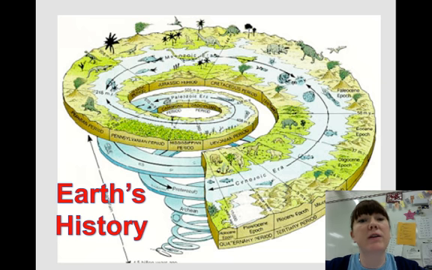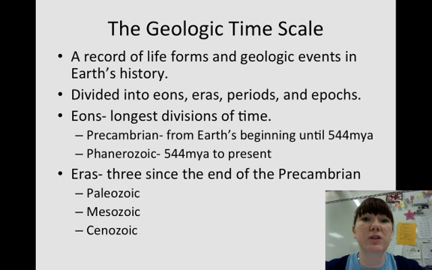Today we're going to take a look at the past 4.6 billion years of Earth's history. So let's start with a quick overview of the geologic time scale. This is a record of life forms and geologic events in Earth's history, and it's divided into eons, and then eras, and then periods, and then the smallest division of time are epochs. Here you can see some of the different names for them.